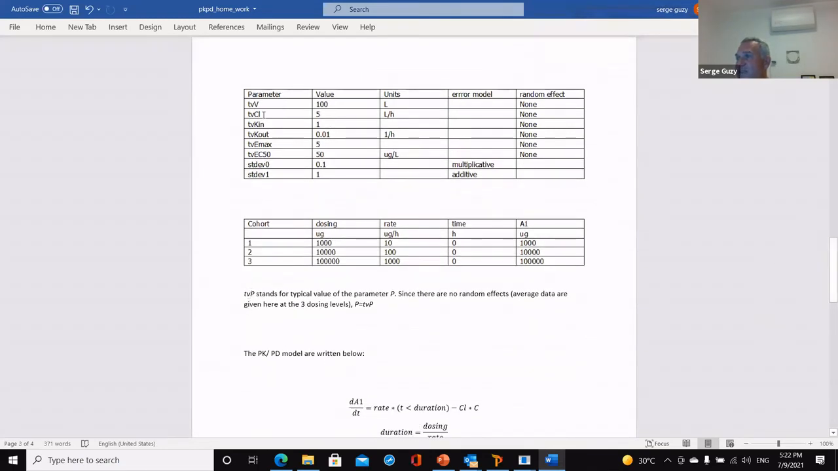TVP, where P is either V, CM, Kn, K, etc., stands for the typical value of the parameter P. Since there are no random effects, in the averages that are given here, P is equal to TVP. Okay, and basically there's no random effect. Then the only parameters that you have are volume, clearance, natural production of the biomarker, first order elimination, the Emax, the EC50, and that's it.